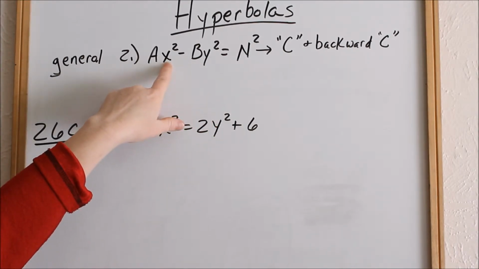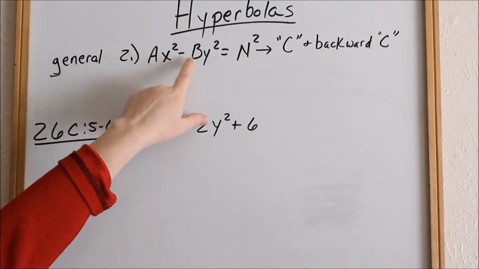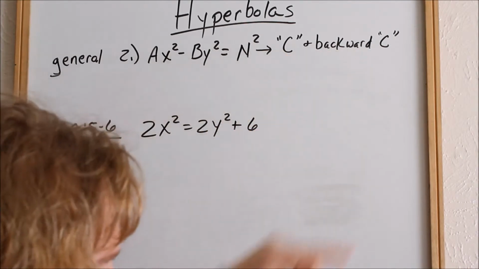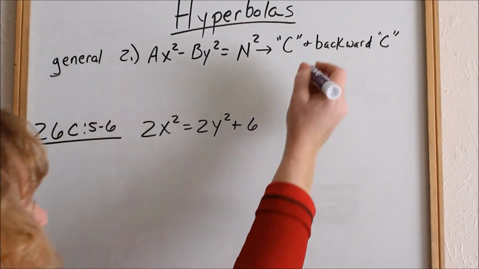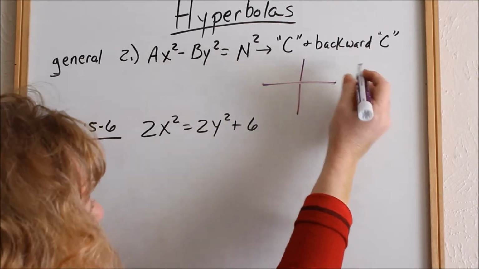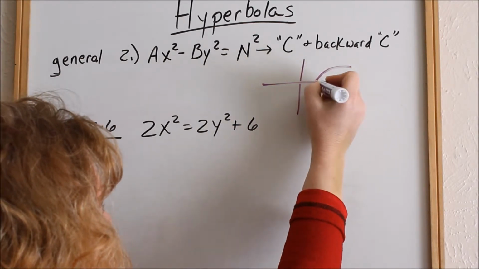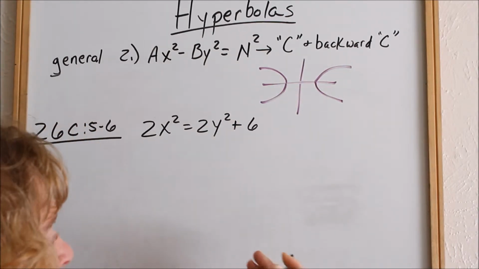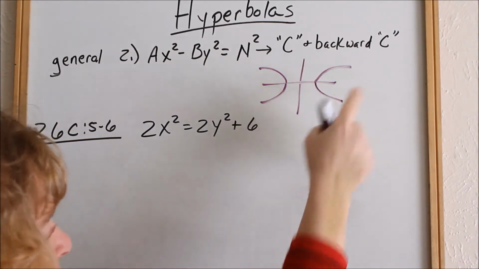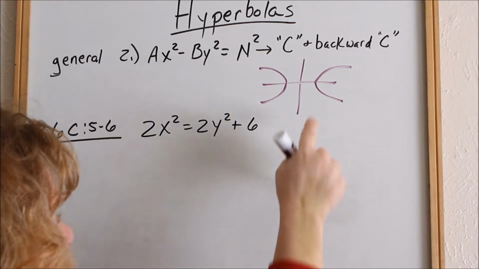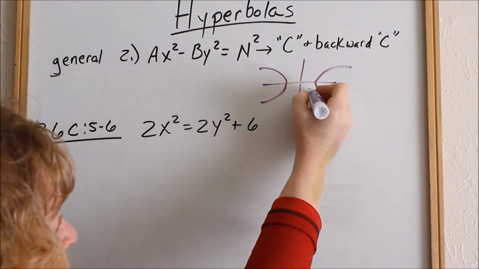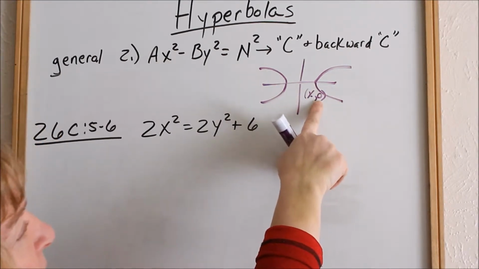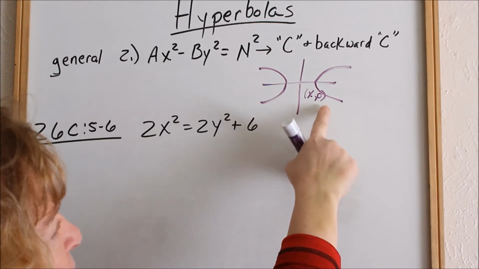When your x squared term is first, when you have x squared minus your y squared, your hyperbola is going to look like a C and a backwards C. In other words, it's going to take this form right here. It will be crossing the x-axis like this, and again, they're mirror images of each other. It's like having two parabolas basically, but they will cross the x-axis, and that coordinate has some sort of x coordinate, and then the y coordinate is 0. So that's important to know.